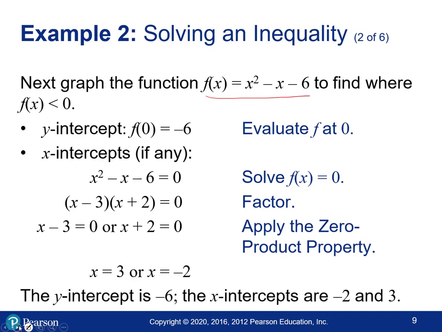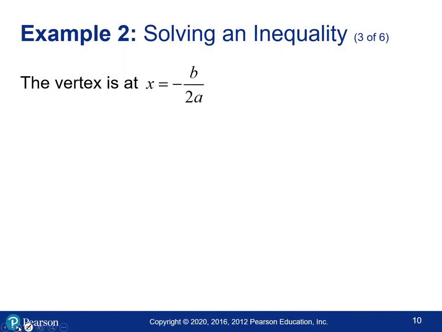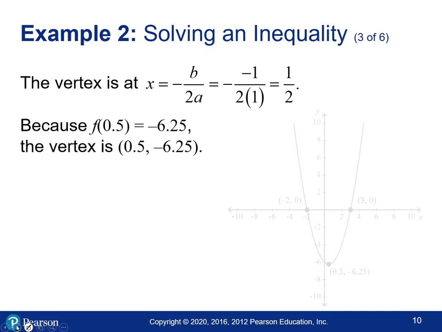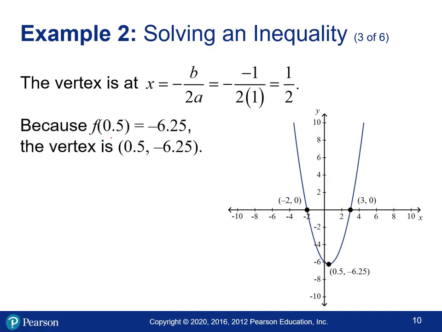Okay, so those are our intercepts. We have a y-intercept at -6 and then 2 x-intercepts at -2 and 3. And then using our vertex formula, plug in 1 for b and also 1 for a, and we get 1/2. So that's our x coordinate. And then if you plug 1/2 or 0.5 back into your function, you're going to get -6.25. So real quick, that's from taking either 0.5 or 1/2 and plugging it back into x squared minus x minus 6. If you simplify that, you're going to get -6.25.